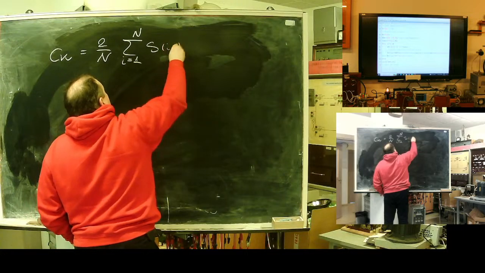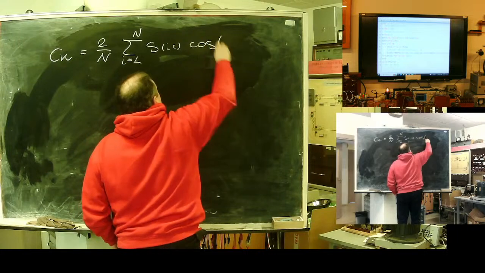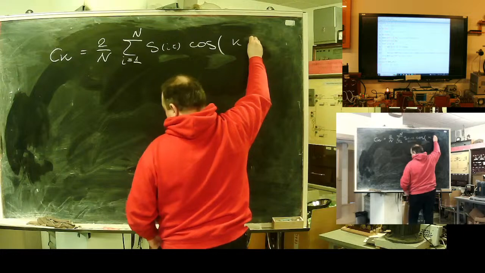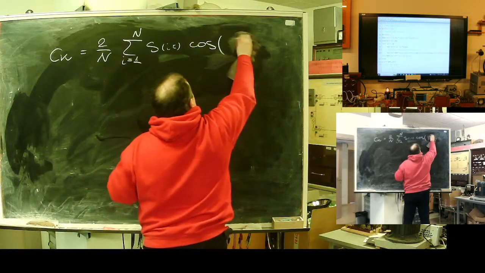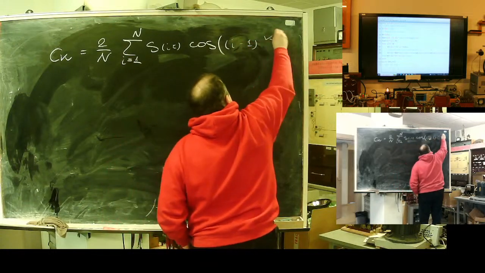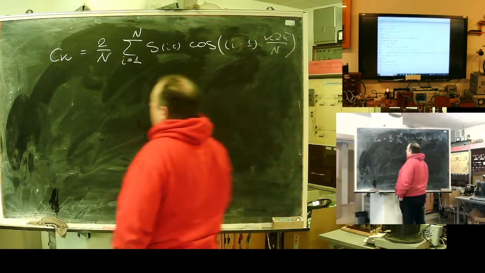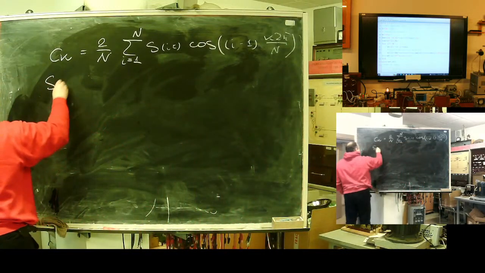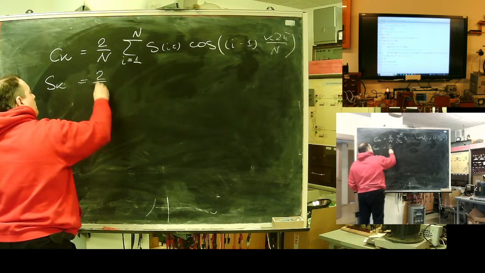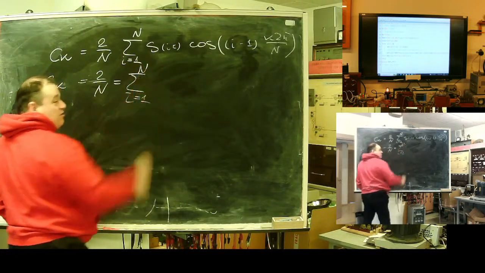Signal value from i tau, cosine of (i minus 1) k double pi divided by number of points. And the sine factor will be sum i changed from 1 to number of points.